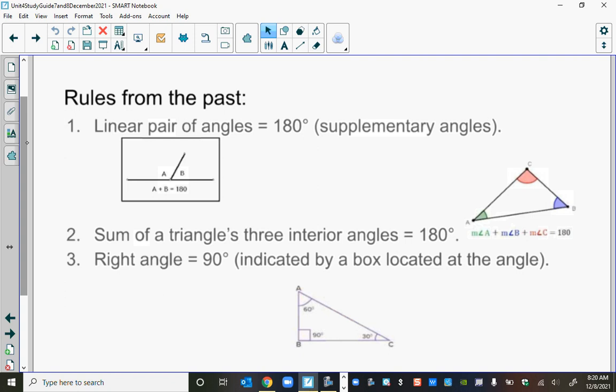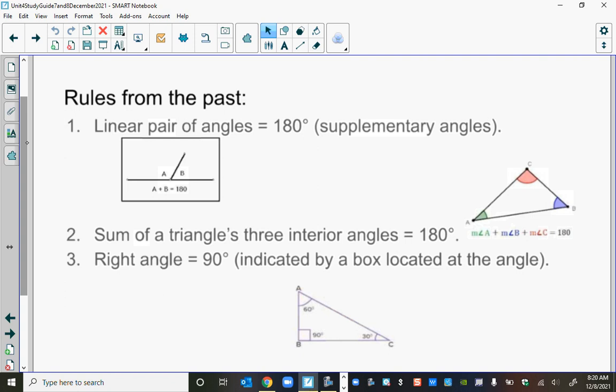All right, stuff from the past. Take a pair of angles. They add up to 180. They form a straight line. Straight line angle is 180 degrees. The angles inside a triangle must also add up to 180 degrees. So far, so good.